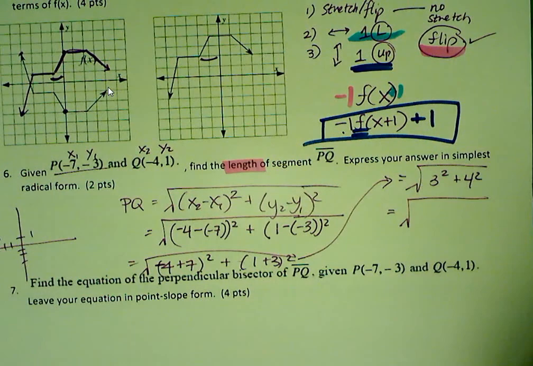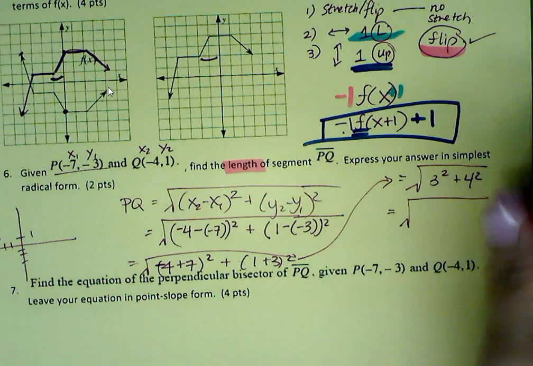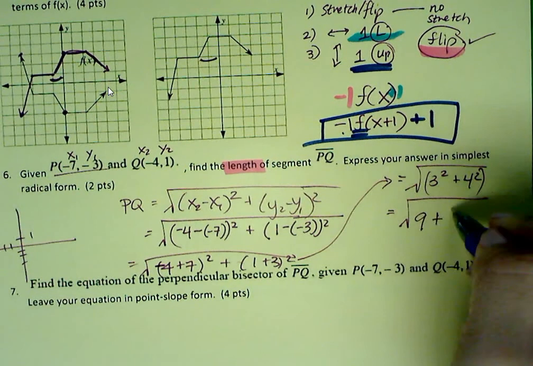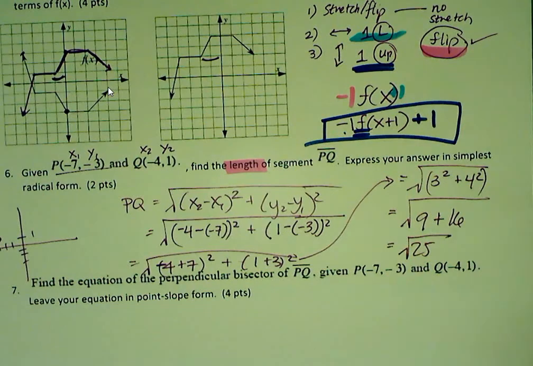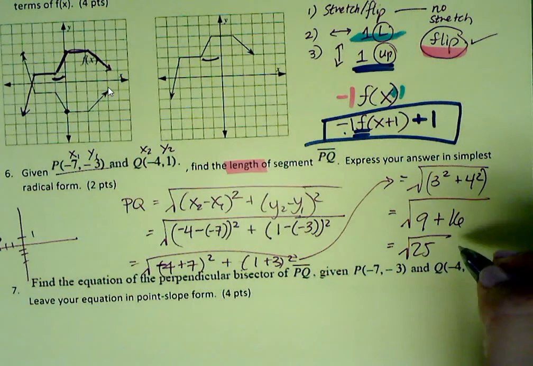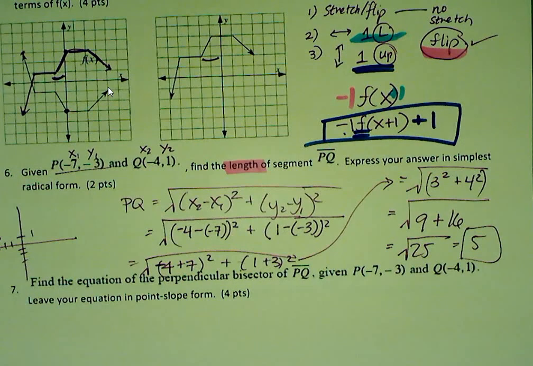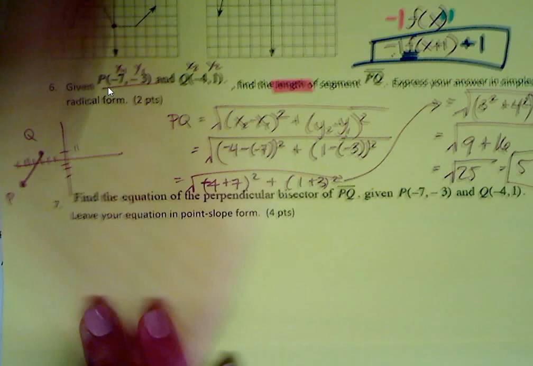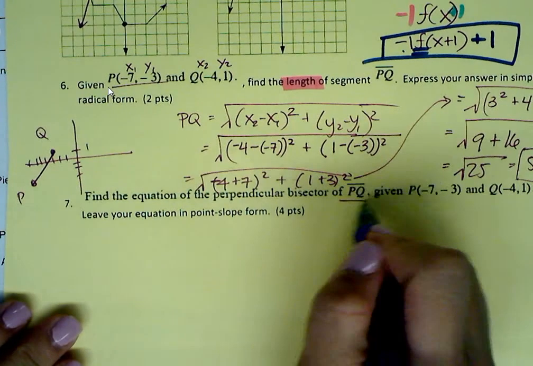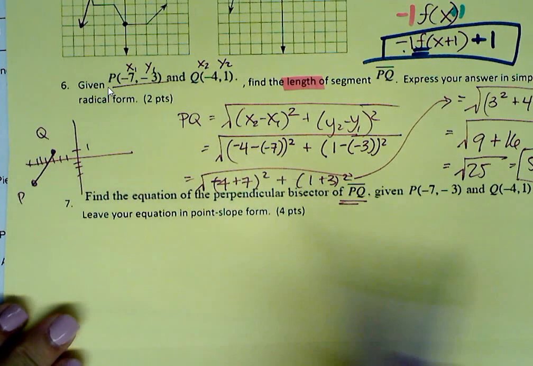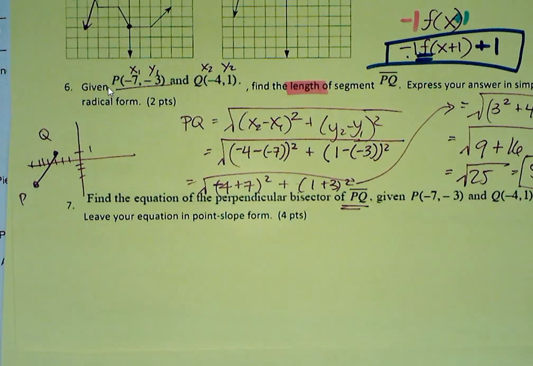Now, find the equation of the perpendicular bisector of PQ. Same points. What's a perpendicular bisector, Matthew? What's a perpendicular bisector? We know that bisector means what? Through the middle. Through the middle of PQ. I have to go through the middle, so I have to find the middle, and then what? And perpendicular, so it's 90 degrees. Perpendicular means 90 degrees. They want the equation of this line.